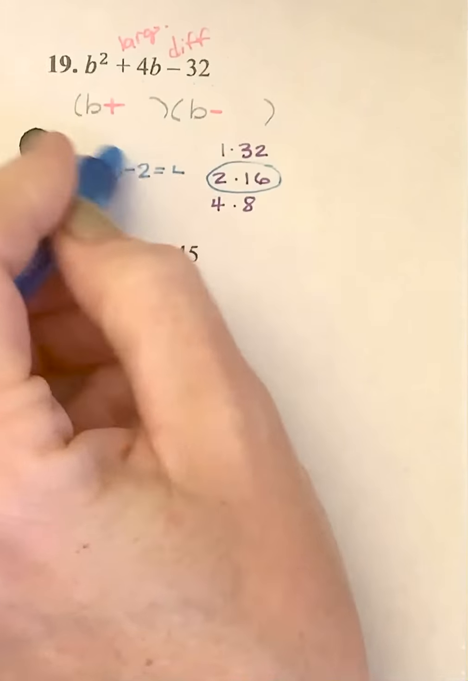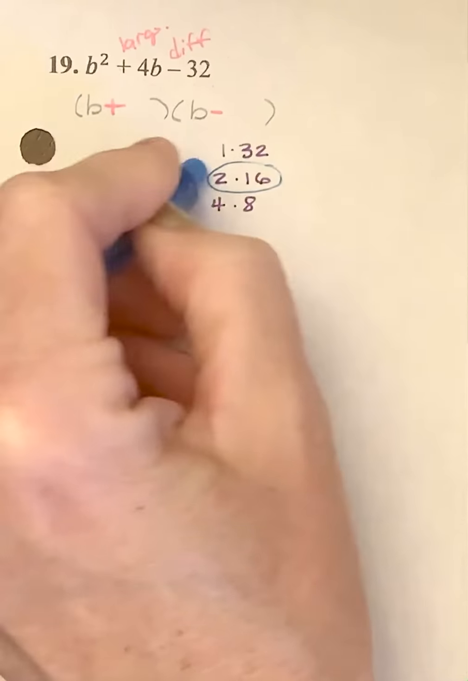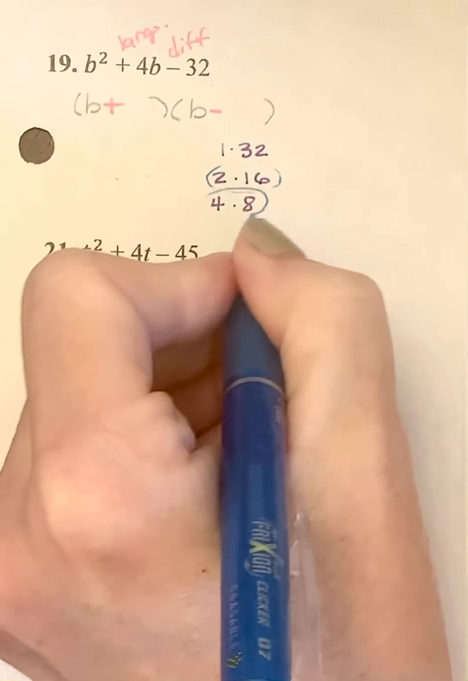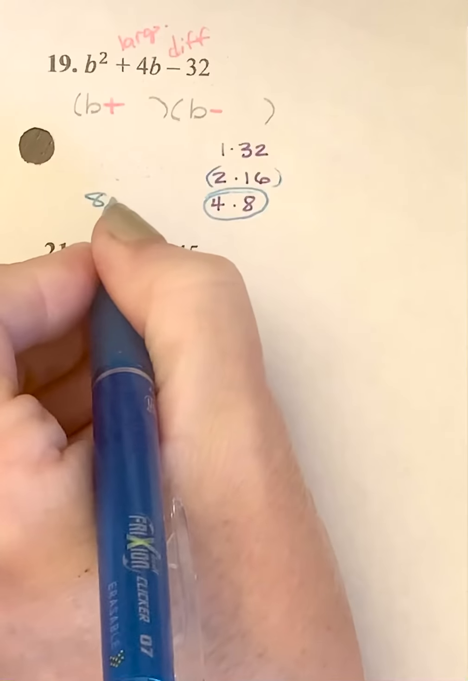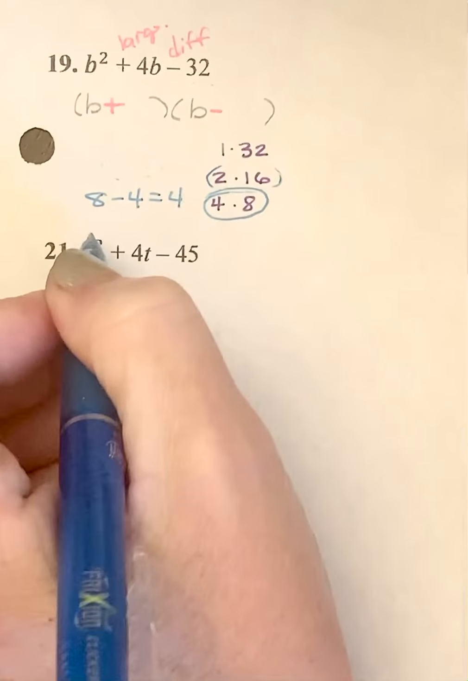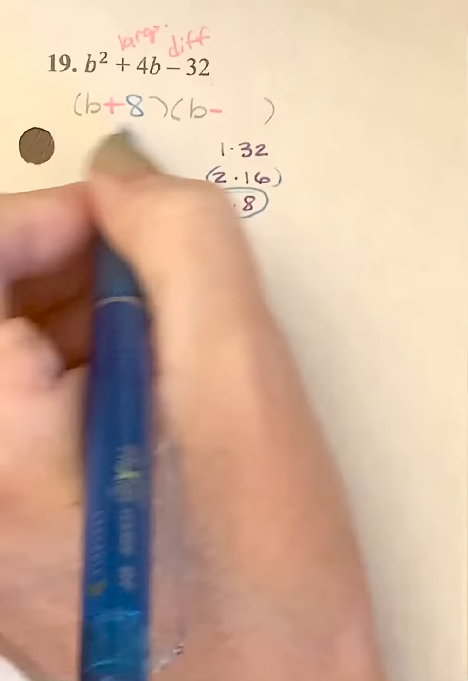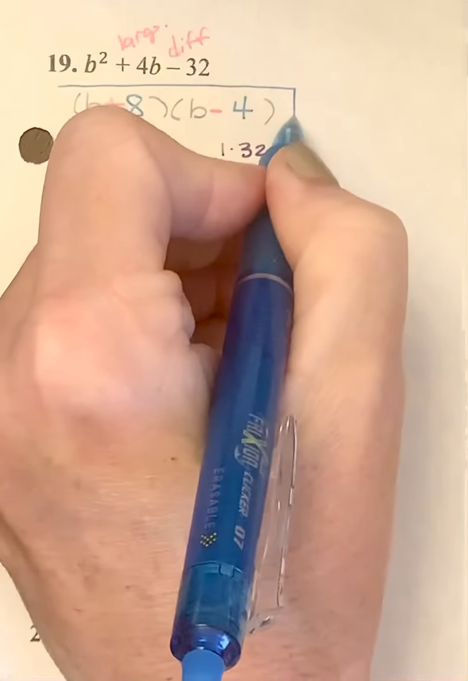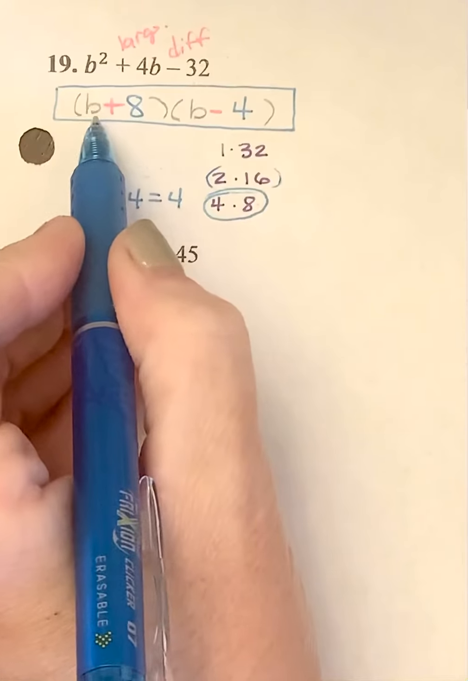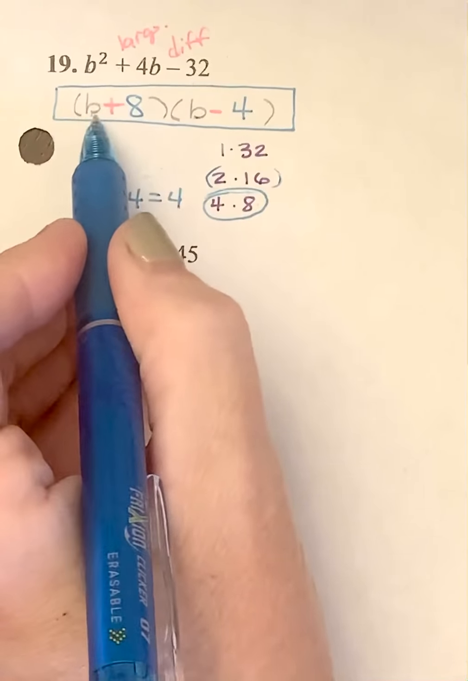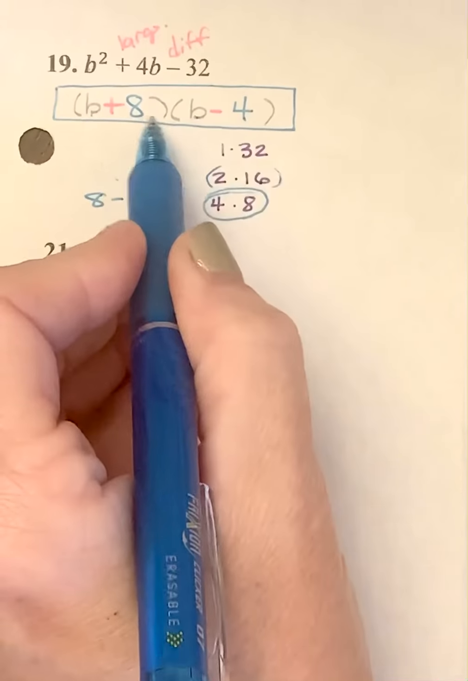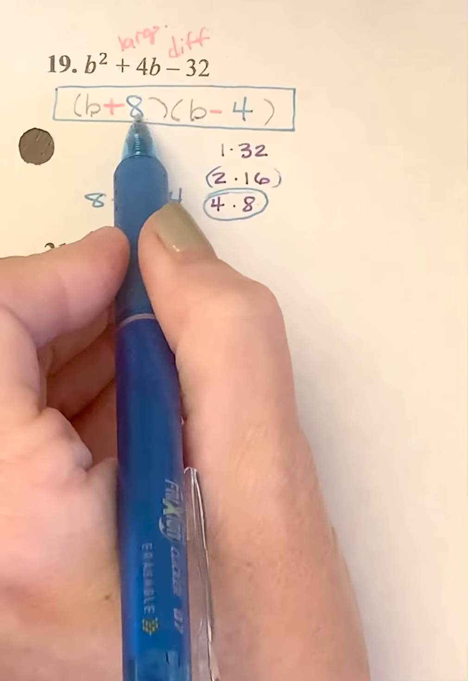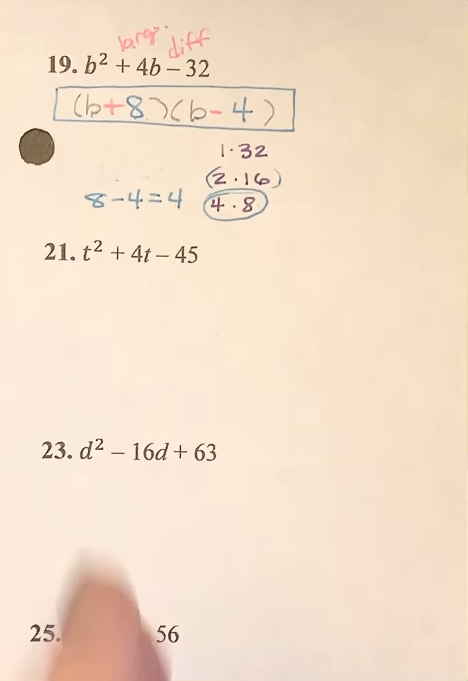Oh, no, that's 14. Mistake on my very first problem. Okay. There we go. Positive 8 and a negative 4 equals a positive 4. So this will be a positive 8 and a negative 4. And then we check it using FOIL. Multiply first terms together, and I get B squared. Multiply outer term and inner term, and the outer and inner combine to give me that. Multiply last terms, I get a negative 32.